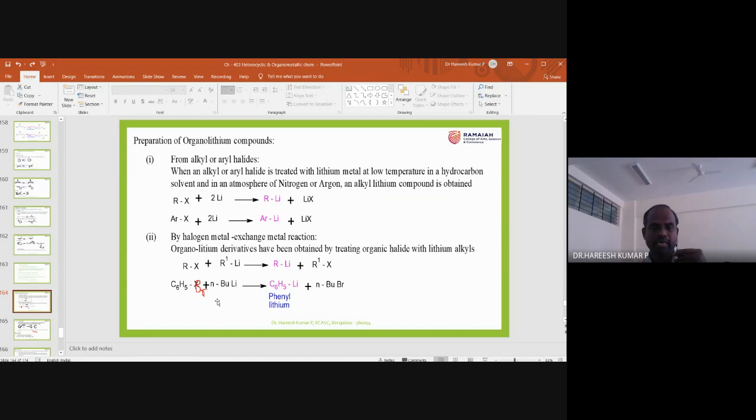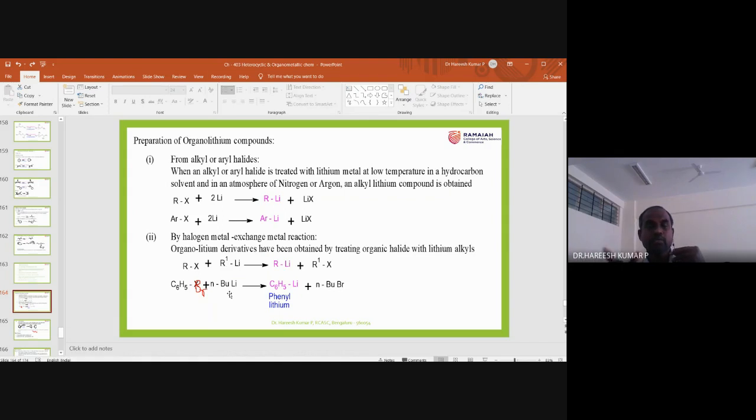Here I am taking an example. The name of this compound is bromobenzene, and this is butyl lithium. Butyl lithium is a liquid. I have used it for preparing certain compounds in the industry.